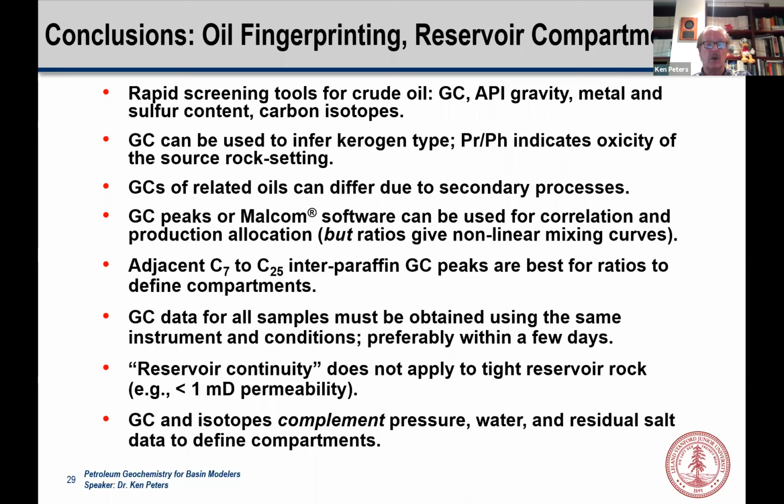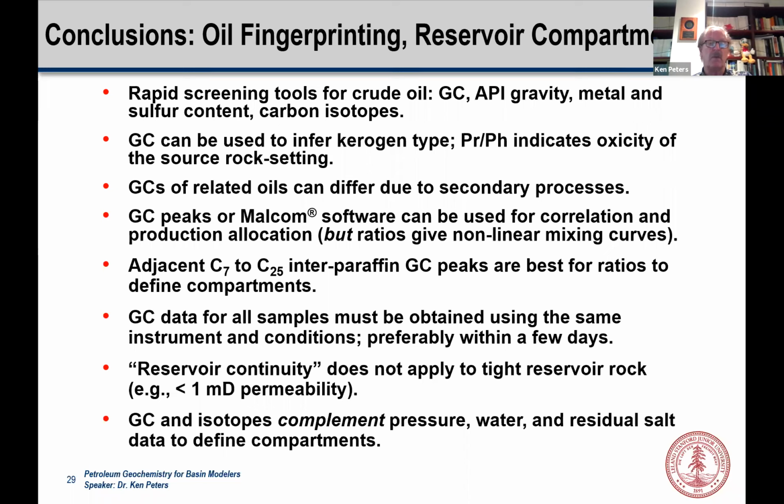GC can be used to infer kerogen type. We showed the example of pristane to phytane. It indicates oxicity of the source rock setting. GCs of related oils can differ due to secondary processes.